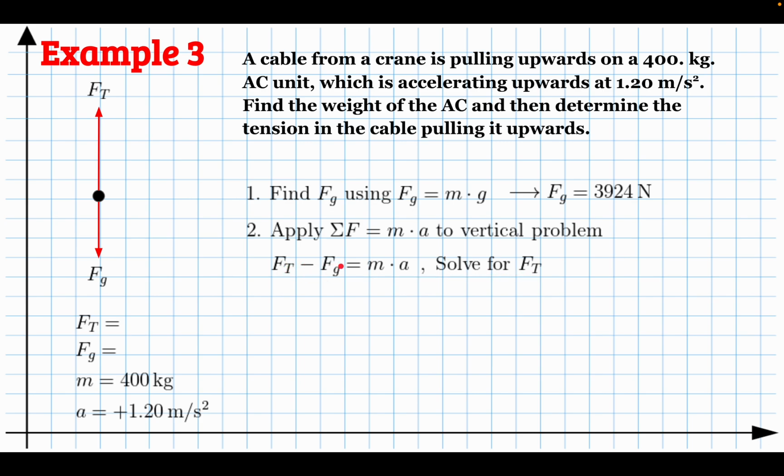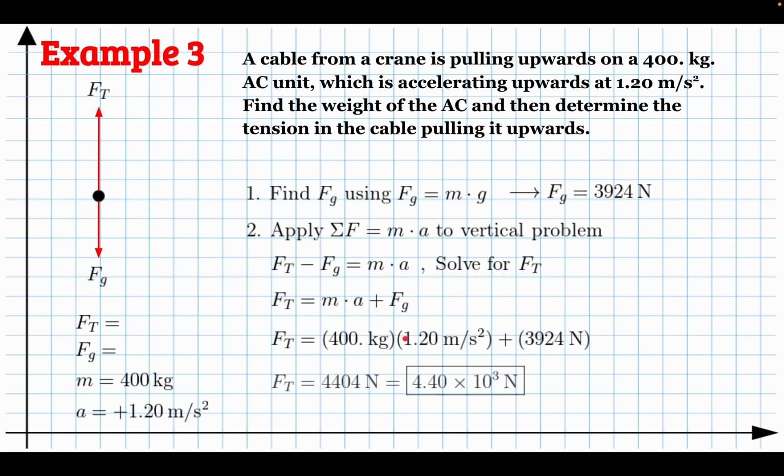So we're trying to get F of T by itself. So since F of G is subtracted from the left side, we're going to add it to the left and the right side to get our solution. So if I add F of G to both sides, I get a solution: F of T, the tension, equals MA plus F sub G. I can now plug in my numbers. I know all those things, the mass, the acceleration, and F sub G. And when I plug in all those numbers, I get 4,404 newtons, which I can write with three significant figures like this.